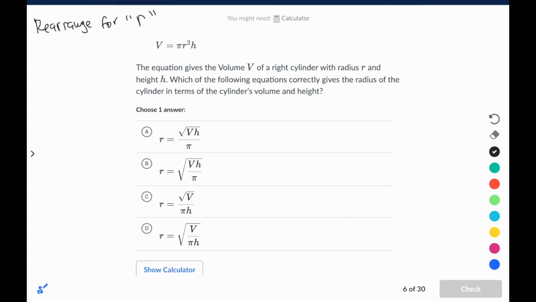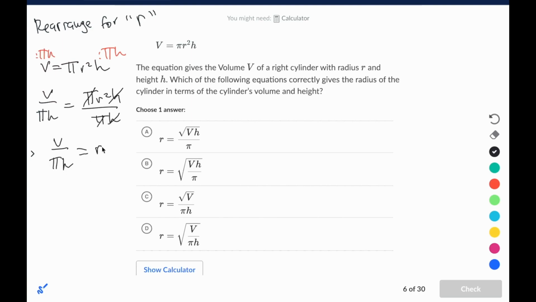Okay, so what we have is V equals pi r squared h. So how can we isolate r squared? Well, the first thing that we can do is divide both sides by pi h. So it would be V over pi h equals pi r squared h over pi h. So pi and pi would cancel out, h and h would cancel out, and we would be left with V over pi h equals r squared.